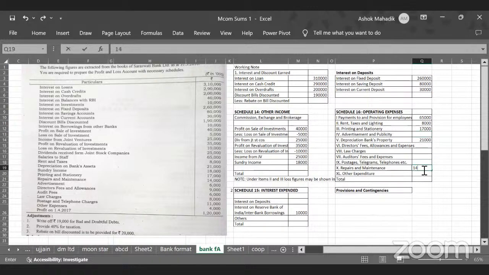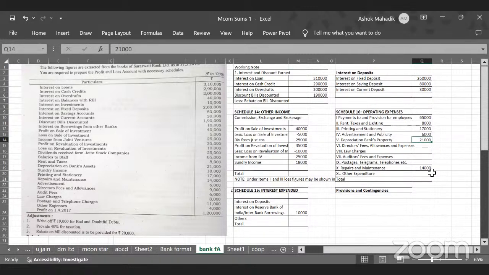You need not follow the format which is shown in the textbook. In a schedule, you can interchange the place, no problem. But never interchange the schedule number itself. Okay. Then advertisement is how much? 6,000. What I am telling you is very crucial. When you will be solving the sum, this information will be very useful to you. Remember whatever I'm saying.